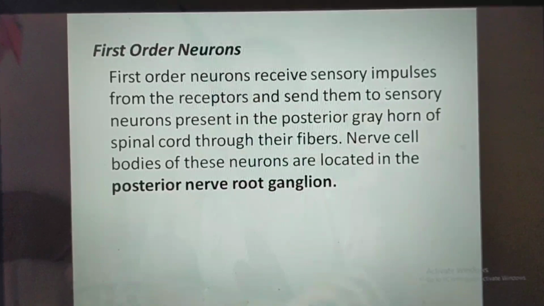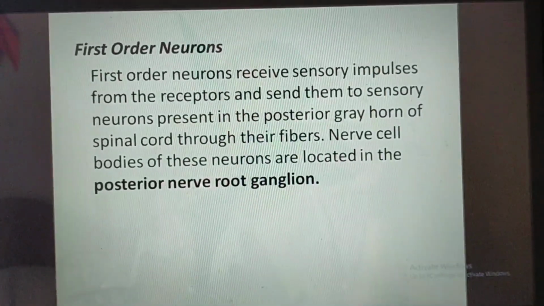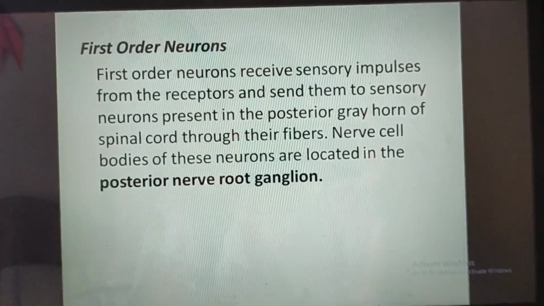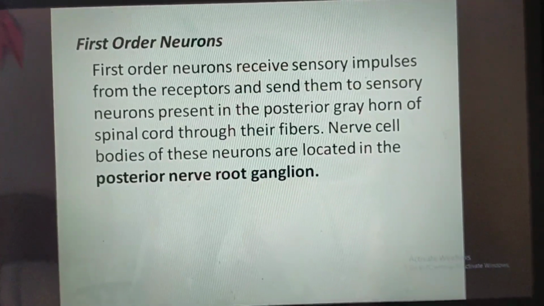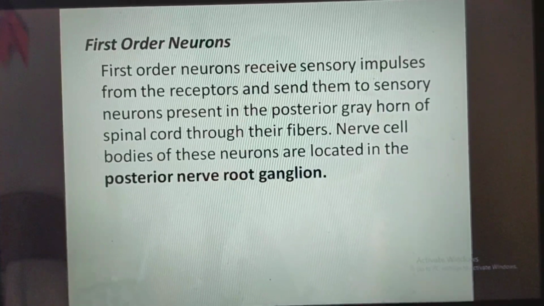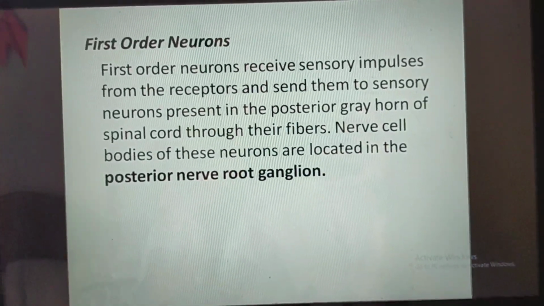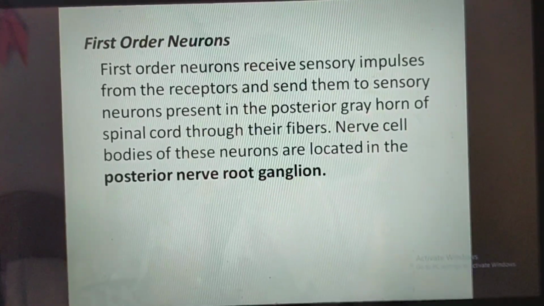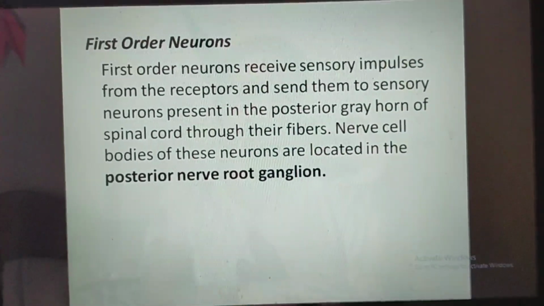First we'll see the first order neurons. First order neurons receive sensory impulses from the receptors and send them to sensory neurons present in the posterior gray horn of spinal cord through their fibers. Nerve cell bodies of these neurons are located in the posterior nerve root ganglion.